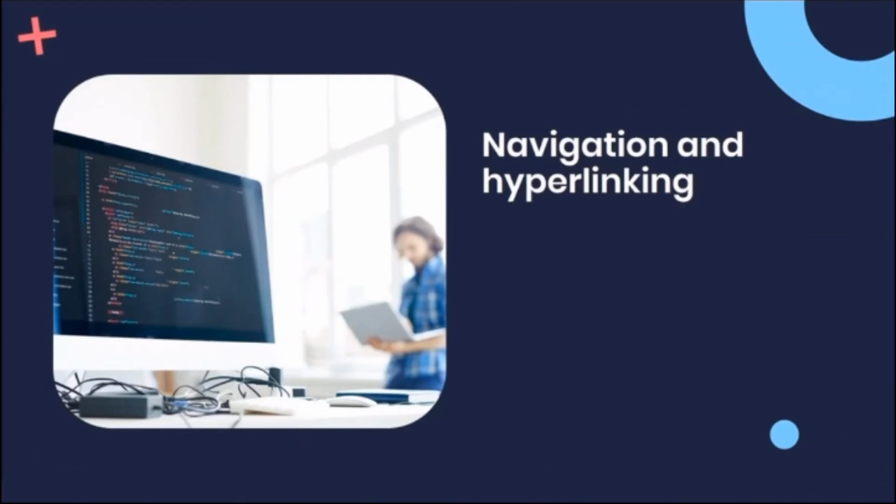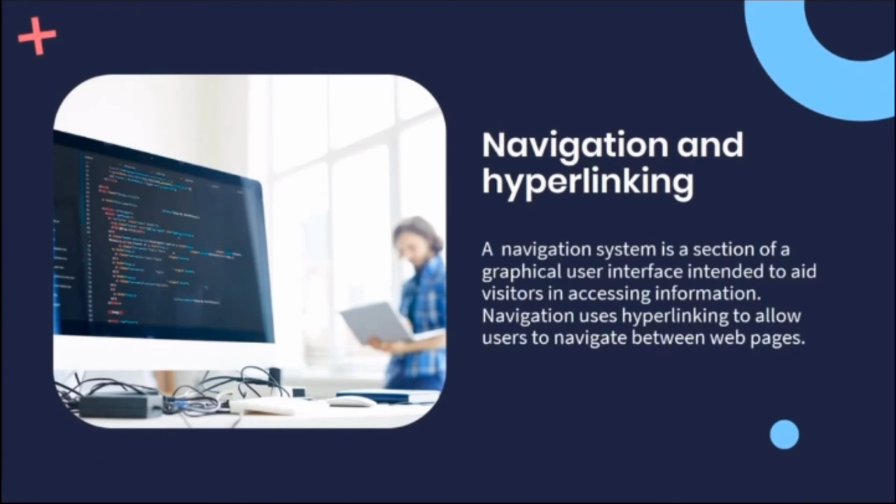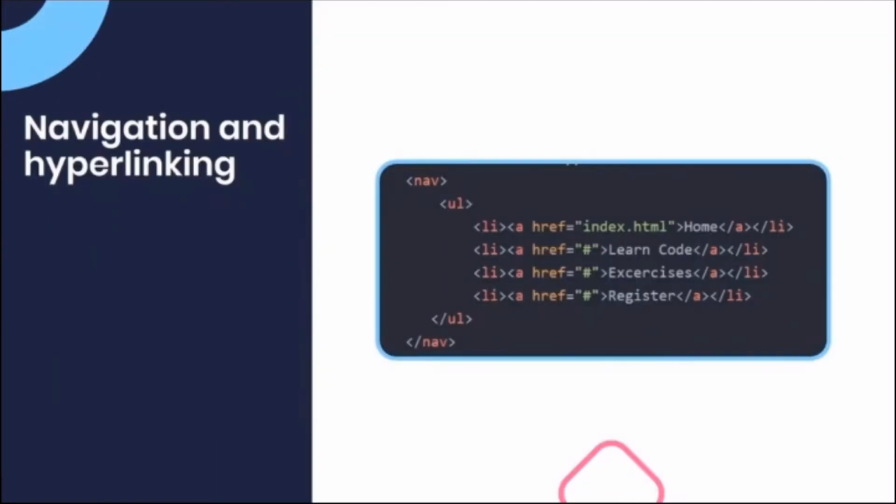Okay, now let's have a look at hyperlinking. We can think of navigation and hyperlinking as pretty much the same thing, more or less. As we described before, when we talk about hyperlinking and navigation, it's essentially a system which is a section of a graphical user interface, also known as a GUI, like we discussed in lesson 1, and it's intended to aid a user or visitor in accessing information across a website or a web platform. Navigation systems use hyperlinking to allow users to navigate between web pages inside of a website or even outside of a website.